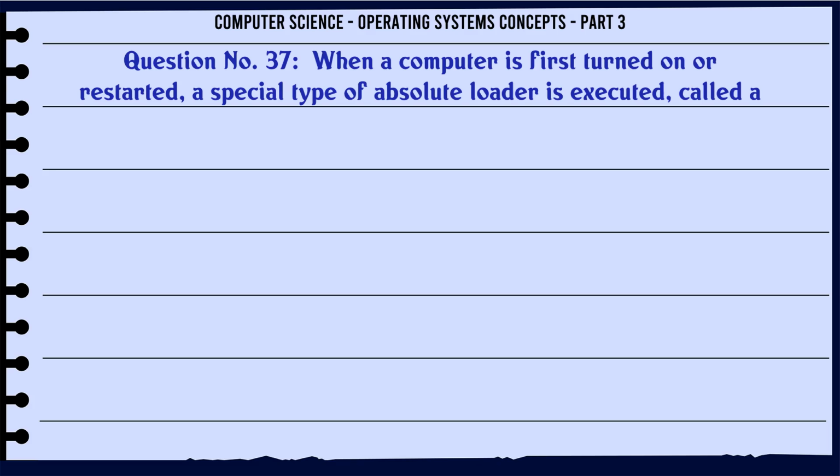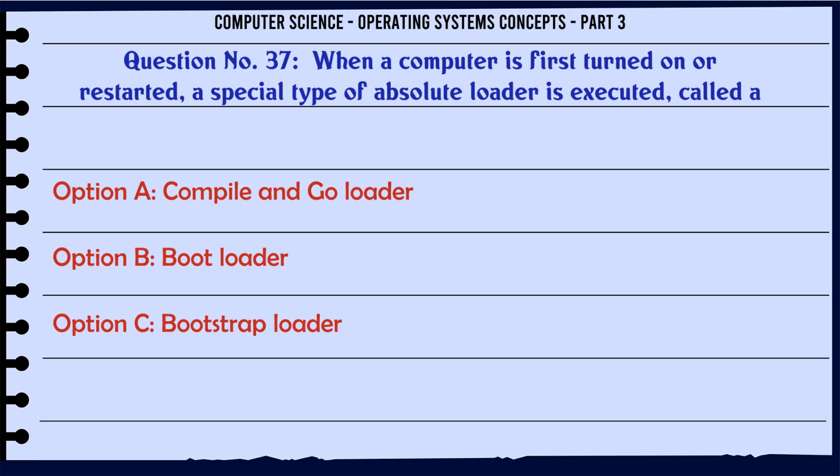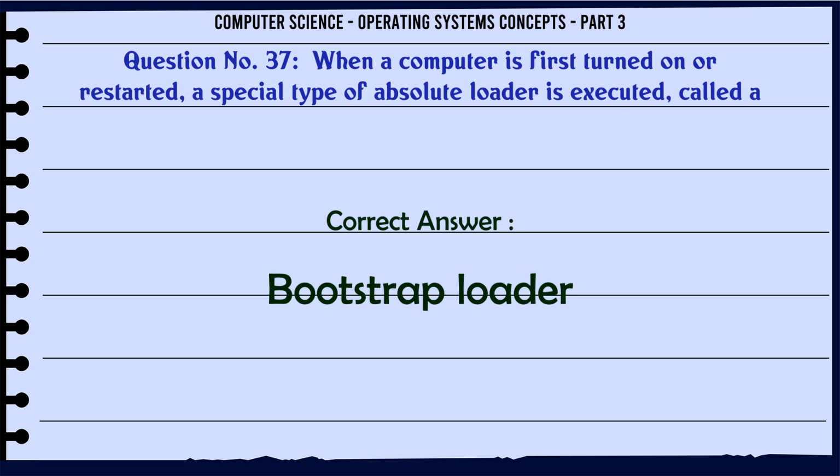When a computer is first turned on or restarted, a special type of absolute loader is executed called A. Compile and go loader, B. Boot loader, C. Bootstrap loader, D. Relating loader. The correct answer is bootstrap loader.